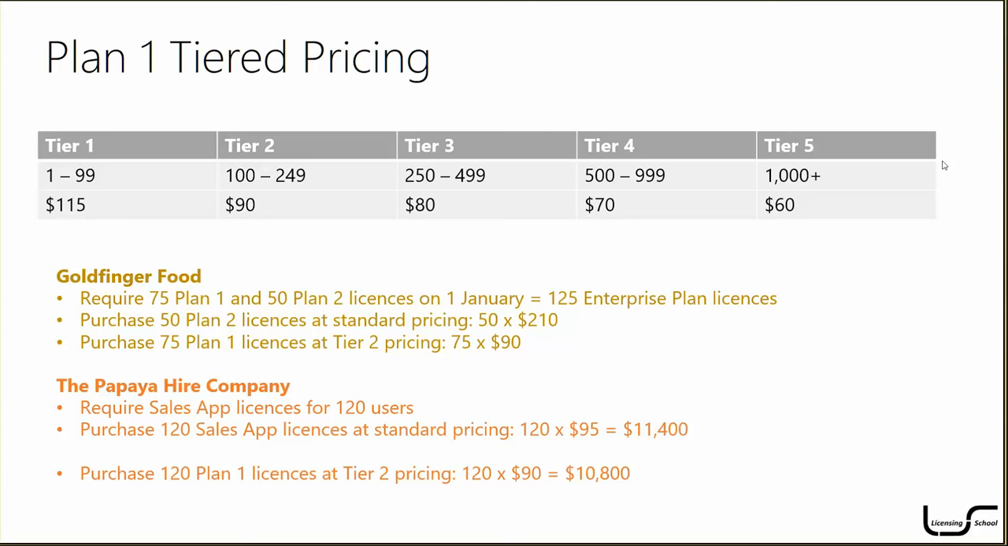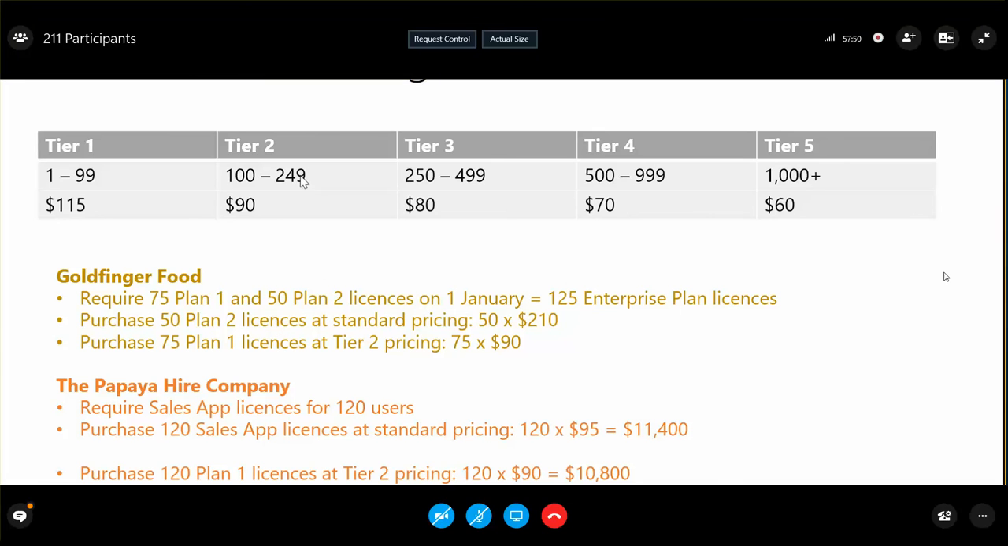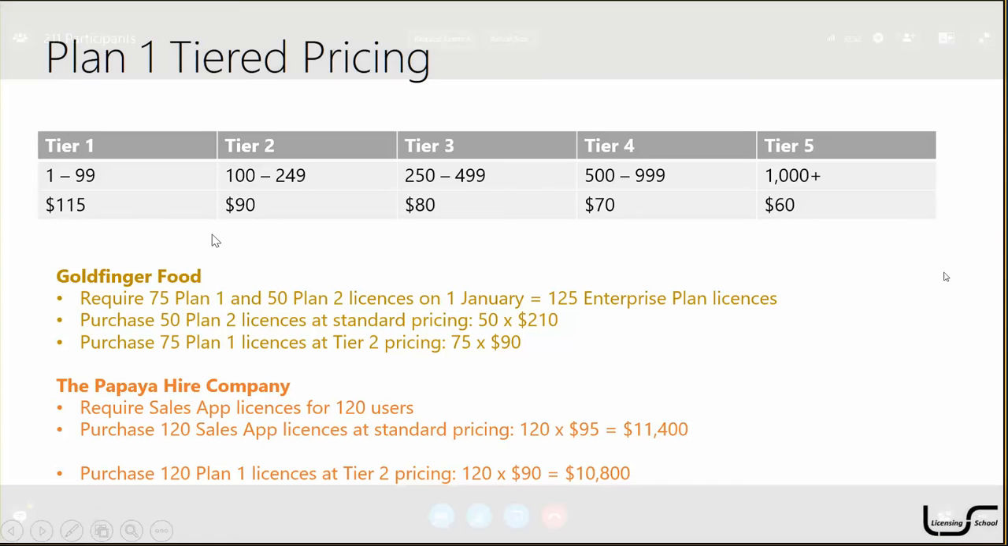So, a good question here. If I want 50 Sales and 65 Plan 1, you're going to need to work out the maths on there, whether it would be better to actually buy 115 Plan 1, because yes, I think that probably would be, wouldn't it? Because I get everything at $90 on there. Still, Plan 1 is better.